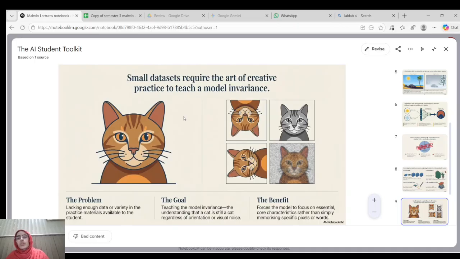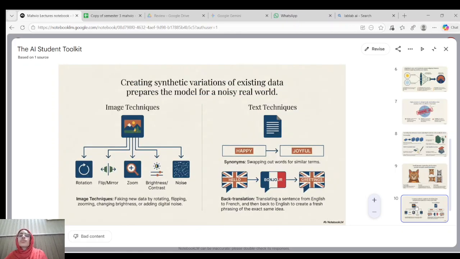Basically, this is an augmentation example. We have one picture of a cat. We augment it with an upside down picture, change its pixel values, or blur it, so we have more data to train the model. So how do we fake new data? For images, as we see in the last slide, we can rotate, flip, zoom, or change the brightness. This prepares the model for the noisy real world where an X-ray might be slightly tilted or too dark.